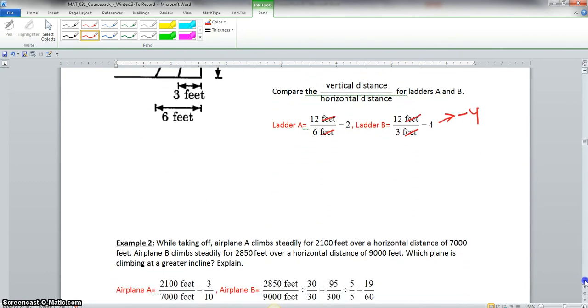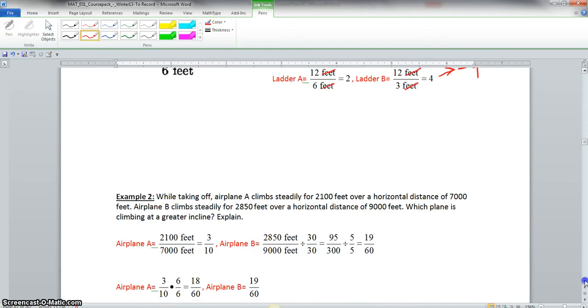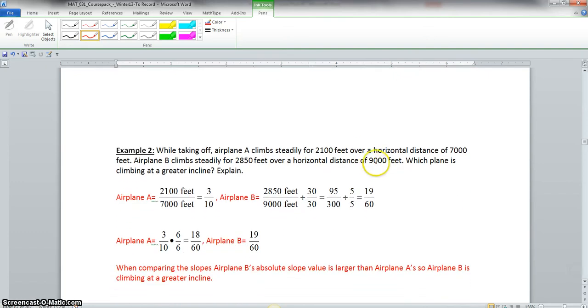It says example 2. While taking off, airplane A climbs steadily for 2,100 feet over a horizontal distance of 7,000 feet. Airplane B climbs steadily for 2,850 feet over a horizontal distance of 9,000 feet. Which plane is climbing at a greater incline? Explain.